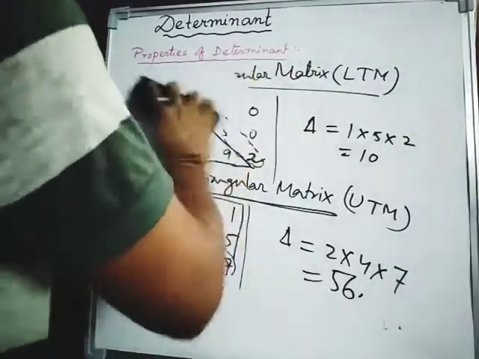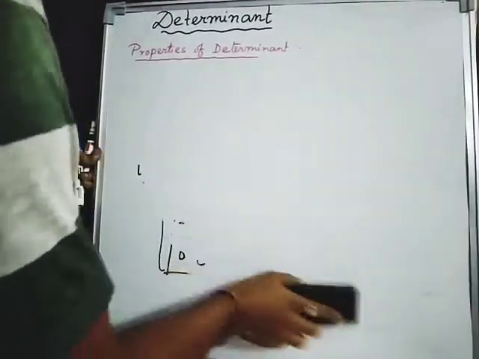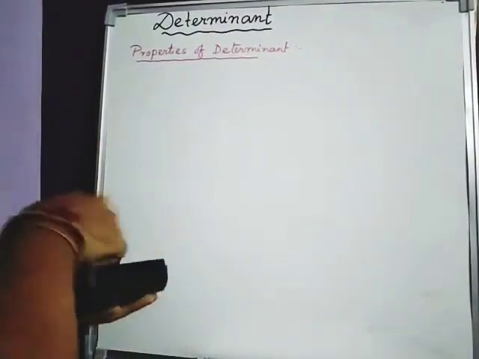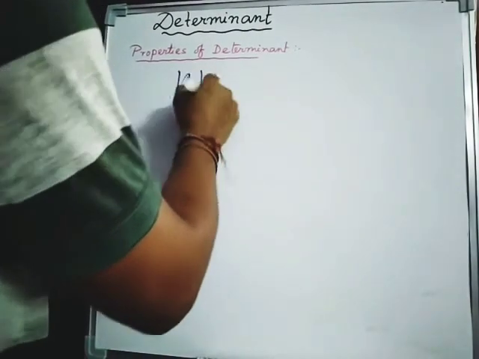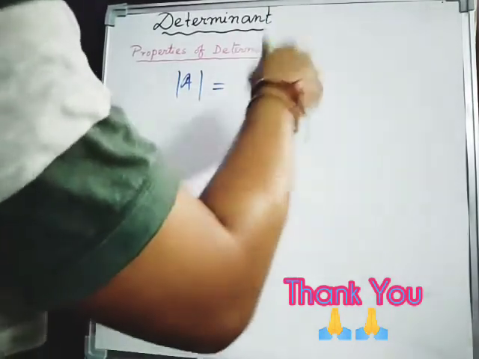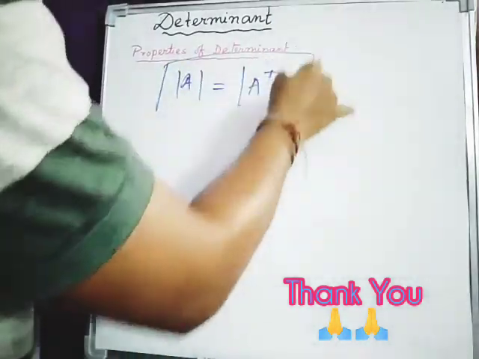Okay, next is the transpose of a matrix. Suppose a matrix is there, with its determinant, and if you take the transpose of that matrix, its determinant is also the same. Please remember this property also.